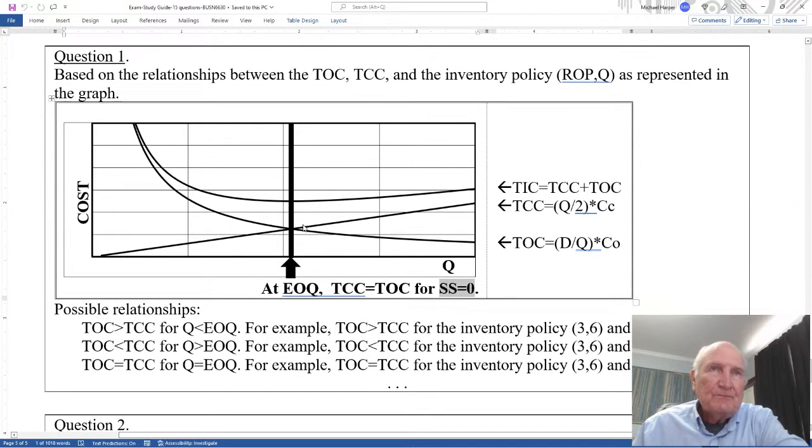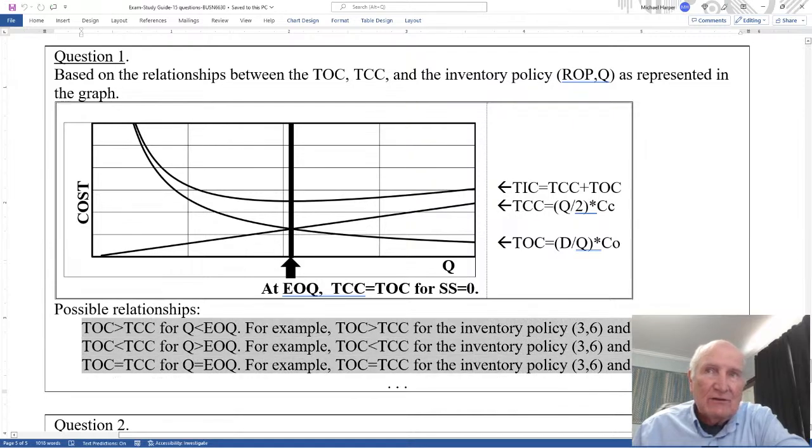Now from this graph, it's interpreting the graph. And I'll probably give you an inventory policy, and I give you an EOQ. And so if EOQ is right here, now if Q is greater than EOQ, then the carrying cost is more than the ordering cost. If Q is less than EOQ, then the ordering cost is greater than the carrying cost. Okay? If Q equals EOQ, then they're equal. And so notice I'll be asking, it's either greater than, less than, the ordering cost and carrying cost is either greater than, less than, or equality for a Q and the EOQ.